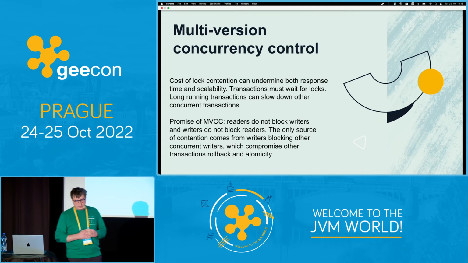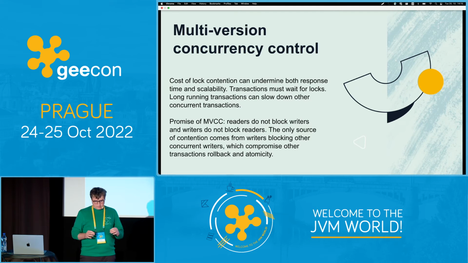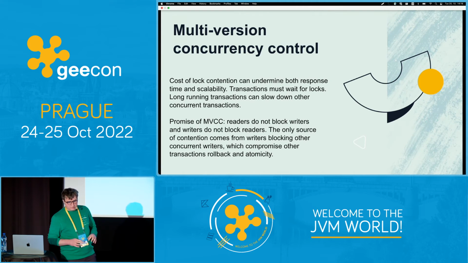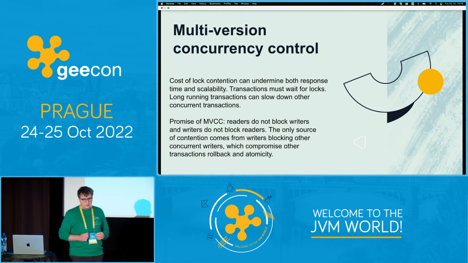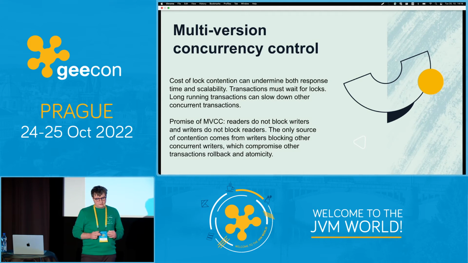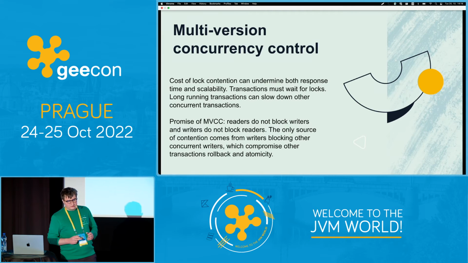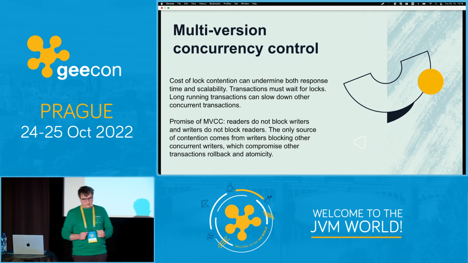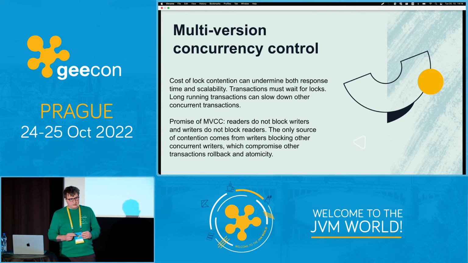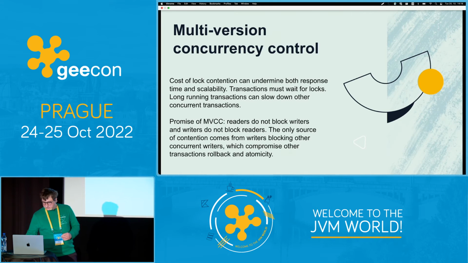So, multi-version concurrency control. As we saw, we needed locks to make sure that there are no conflicts, and those locks could make transactions wait for each other, and long running transactions could slow down the whole system. So people started looking for an alternative. MVCC promises that readers would not block writers and writers would not block readers. The only problem could happen if there are two writers modifying the same data. So in this case, one transaction will be rolled back.